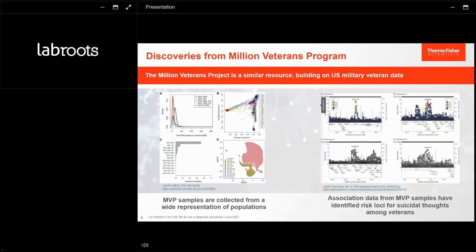Building off of this data, the Million Veterans Program scientists have begun to dissect the data, and in this one paper that's highlighted on the right-hand side of the slide, you can see that they have identified a couple of loci that are identified with suicidal thoughts among veterans. And so again, this will help them identify people that might be at risk for suicidal thoughts, and might help lead to interventions before those can be acted upon.